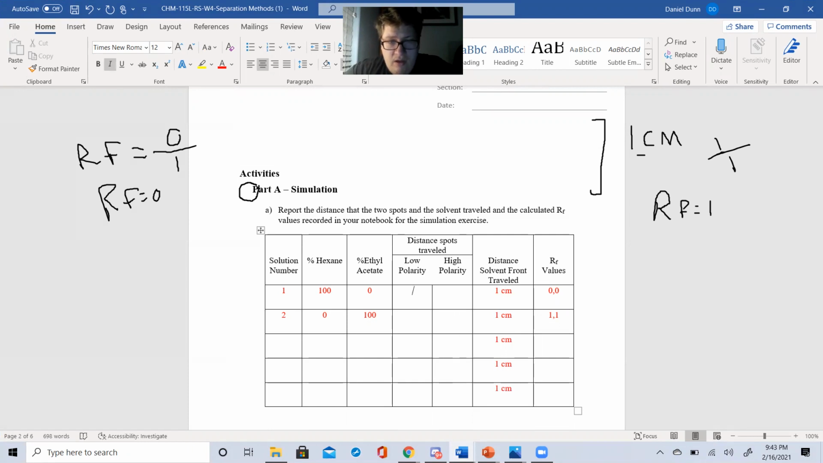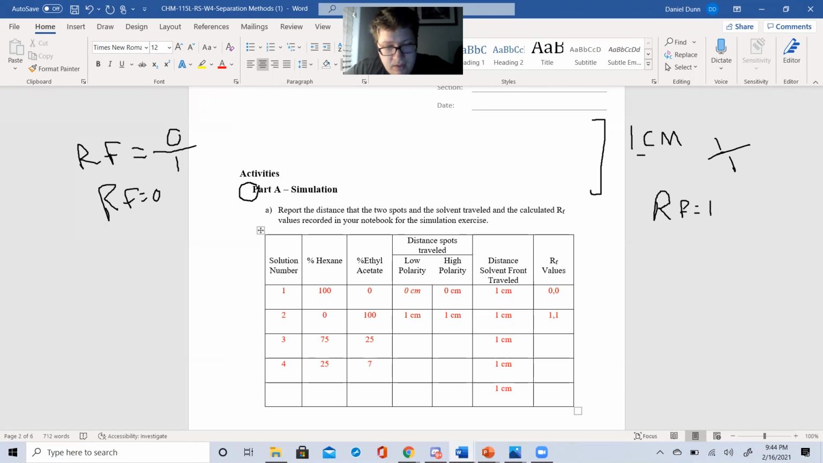So how far did the molecules move? The blue molecules moved 0 centimeters. These guys also moved 0 centimeters. These guys moved 1 centimeter. These guys, 1 centimeter. There you go. In solutions 3 and 4, we're going to change it up a little bit. This will be 75%, this will be 25%. This will be 25%, and this would be 75%.